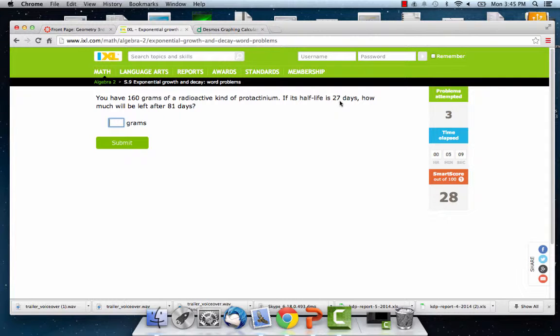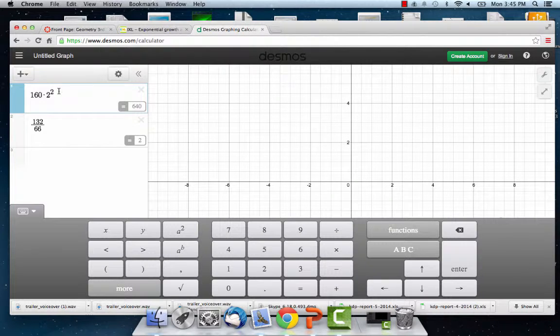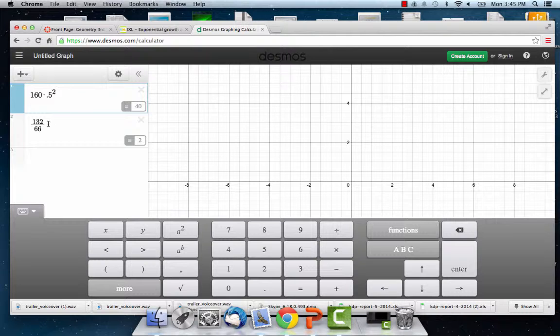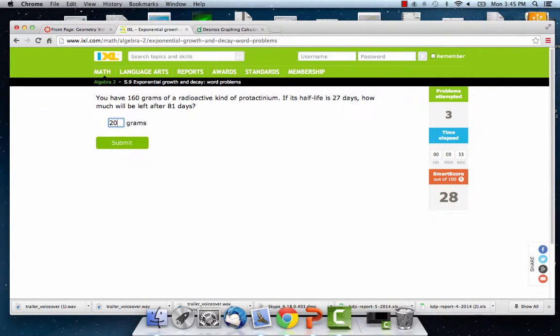Its half-life is 27 days, so we're halving, so 0.5, 27 days, how much after 81 days? So if I have 81 days, how many 27 days do I have? I have 3. And then the answer is 20.